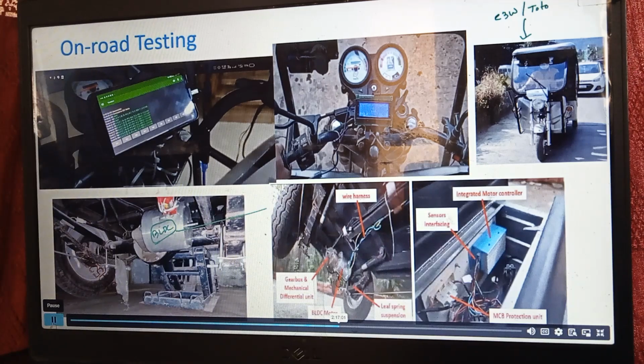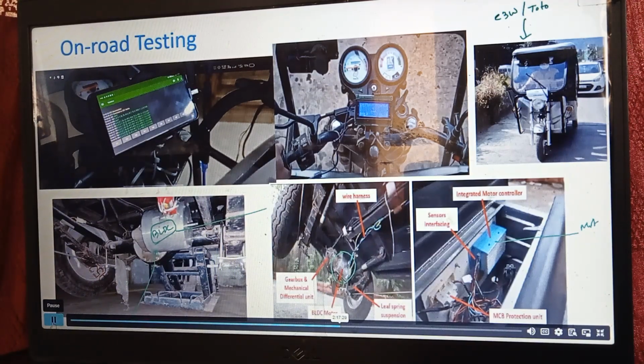For these vehicles, we designed the motor and motor controller from scratch, and eventually after lab level testing, we have fitted it into the vehicle for on-road testing. So this is the motor, and this was our motor controller. Our motor controller has several advanced features as compared to the motor controllers available in the market. A video is also there on my YouTube channel. If you're interested, you can check it.